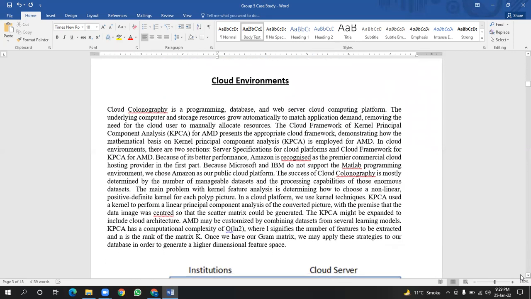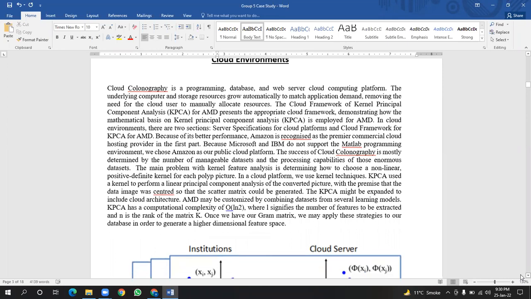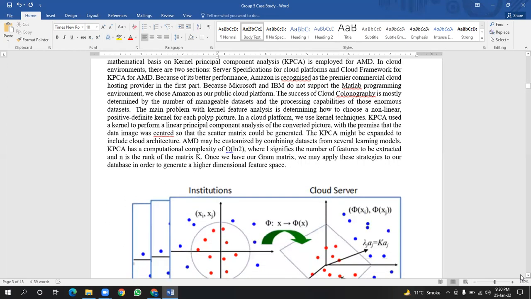So the next topic in our case study is cloud environments. Cloud colonography is a programming, database and web server cloud computing platform. The underlying computer and storage resources grow automatically to match application demand, removing the need for the cloud user to manually allocate resources. The cloud framework of kernel principal component analysis, KPCA, for AMD presents the appropriate cloud framework. So there are two topics in cloud environments. One is the server specification, and the other is the KPCA.